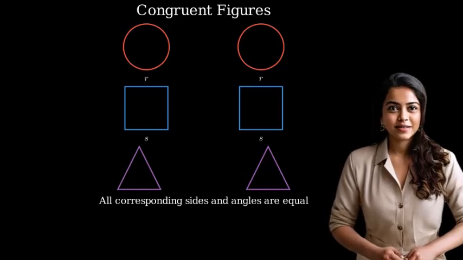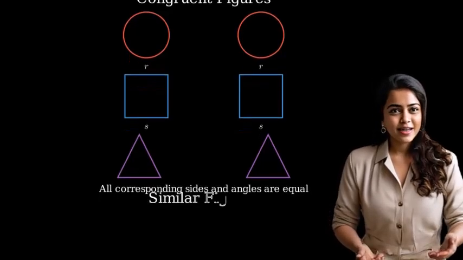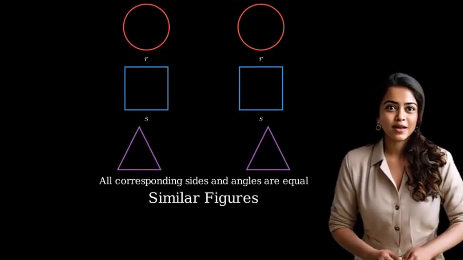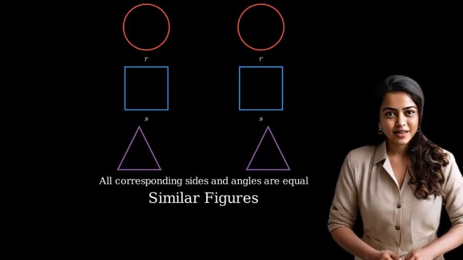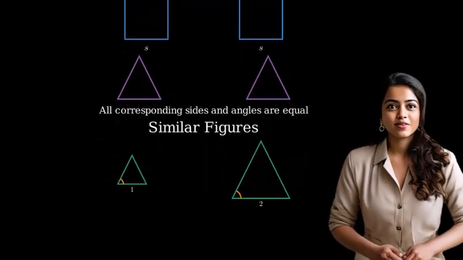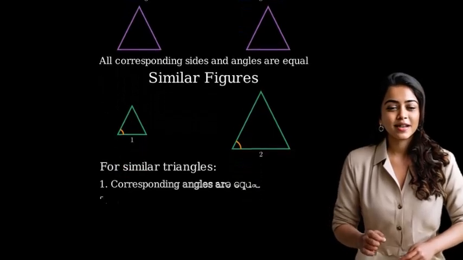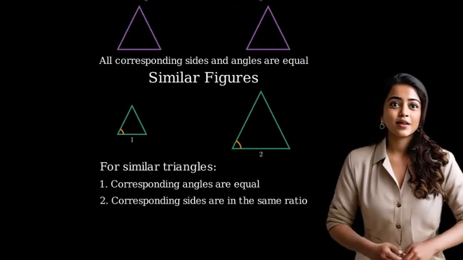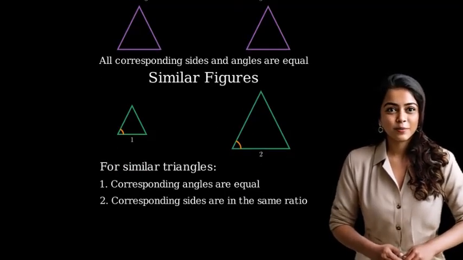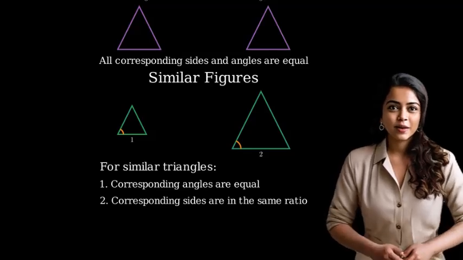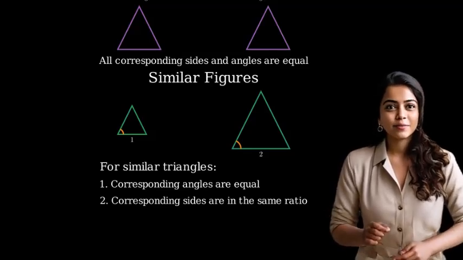Now, let's understand what similarity means. Two figures are similar when they have the same shape, but possibly different sizes. For example, these triangles have the same shape but different sizes. For two triangles to be similar, they must have equal corresponding angles, and their corresponding sides must be in the same ratio. Let's look at this more mathematically.